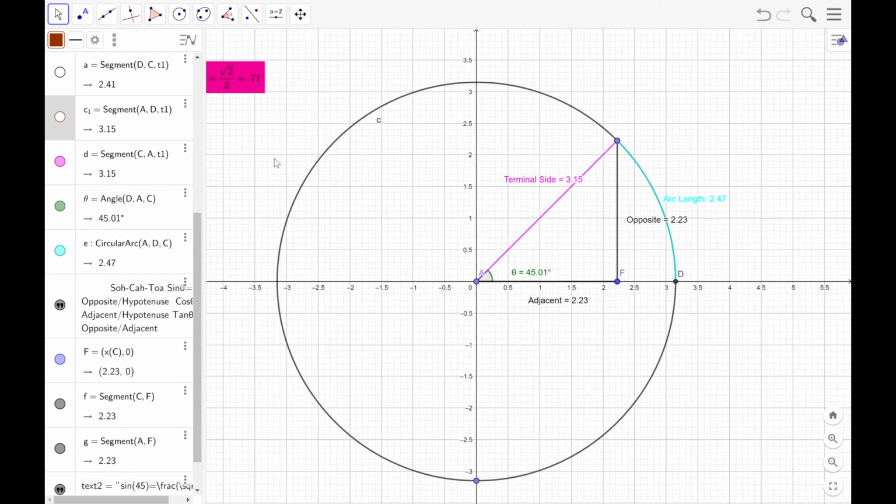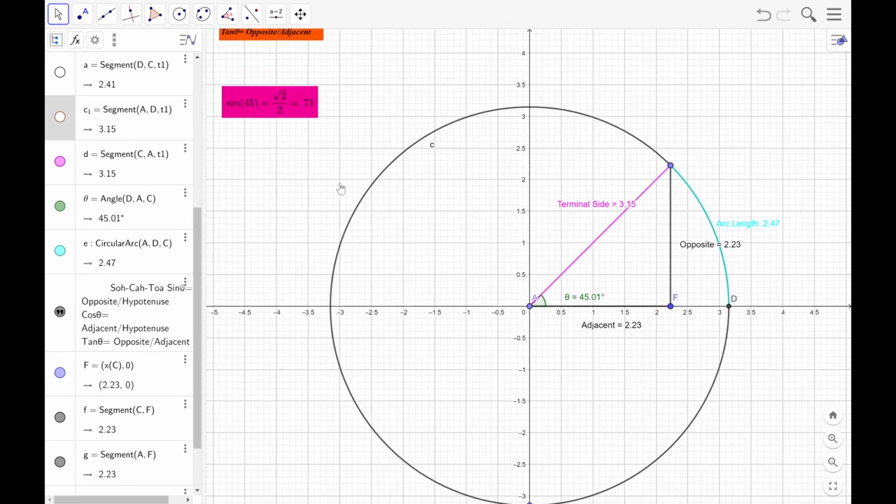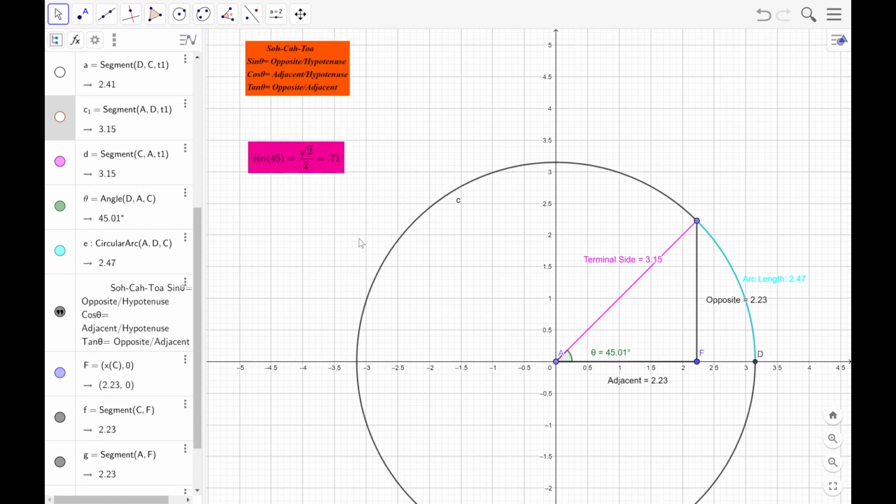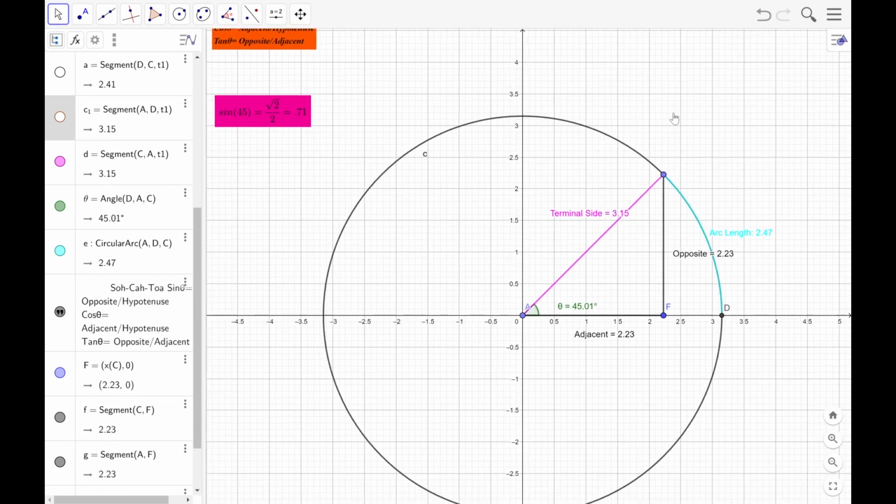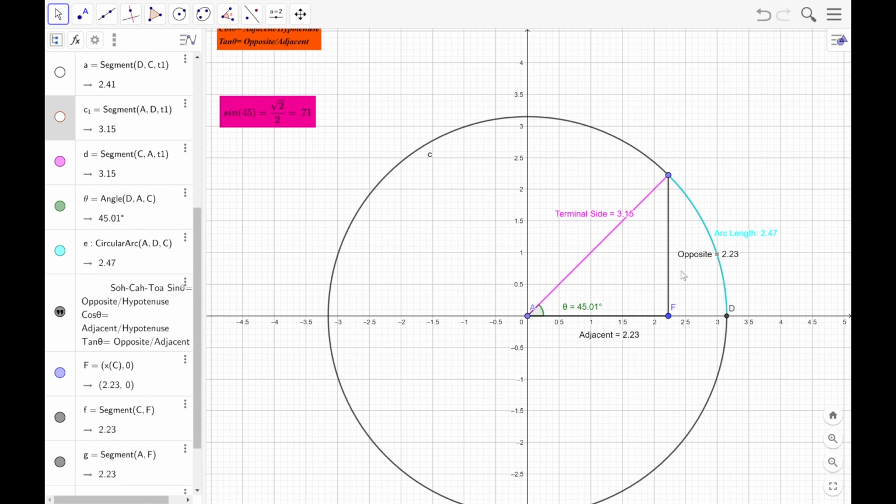So remember, when we talked about trig functions, sine of an angle is equal to opposite over hypotenuse. So right now we're given sine of 45 degrees. So sine of 45 degrees should equal 0.71. So if you're at home and you have a calculator on you, what I want you to do is this. We're going to take sine of this angle, which is 45 degrees, and it should give us, this is a rounded answer, about 0.71.